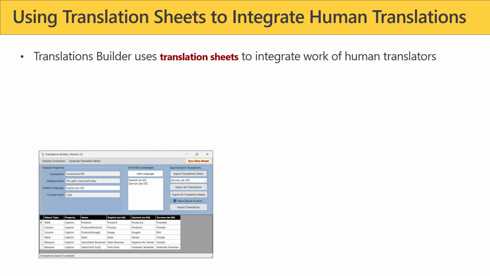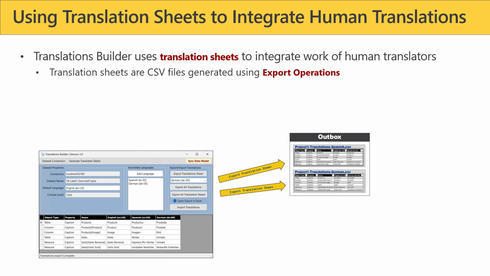So Translations Builder has this concept of a translation sheet. And we will start by doing an export operation, which takes all the translation work for a single language or for multiple languages, and adds them to an editable file that we can send out to a human translator. Now, today we support CSV files. It's possible we could support other formats in Translation Builder in future editions.